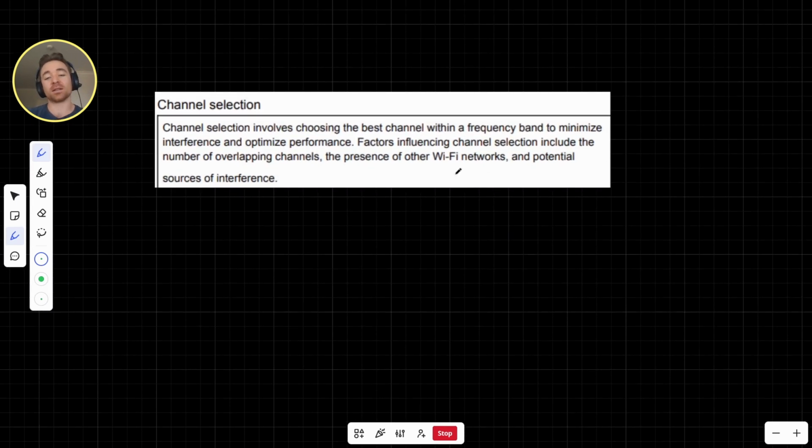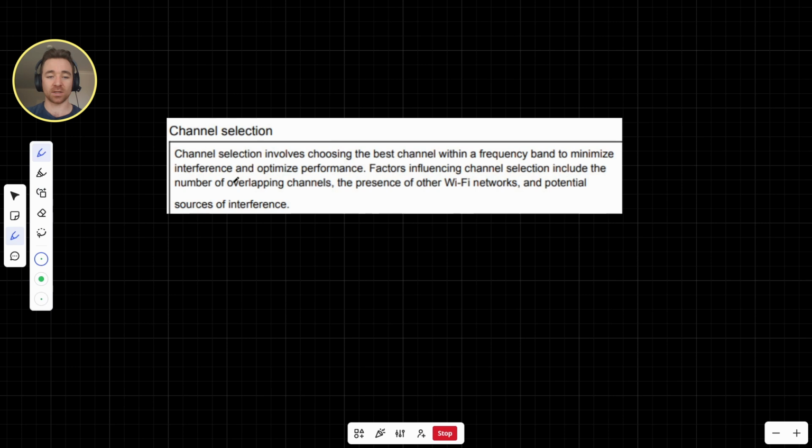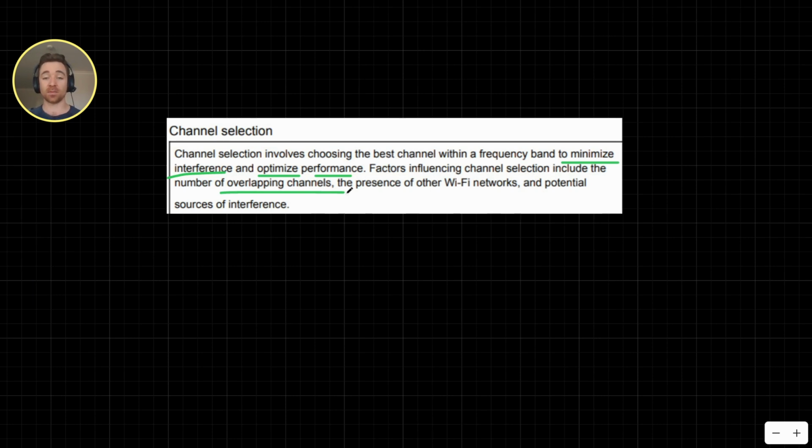Channel selection, right? This is what is going to decide what kind of channel you select. So channel selection involves choosing the best channel within a frequency band to minimize interference, as we talked about, and optimize performance. Those are the 2 big things you're going for. You're trying to minimize interference and optimize performance. So some factors might be the number of overlapping channels. As we said, 2.4 has fewer channels that you can use at the same time without overlapping, okay?